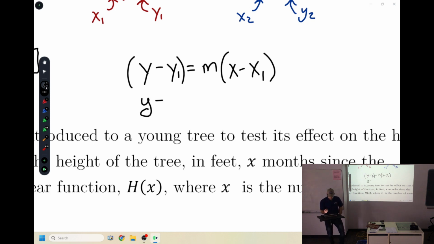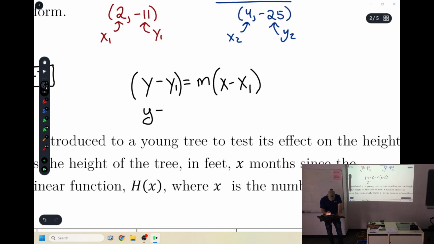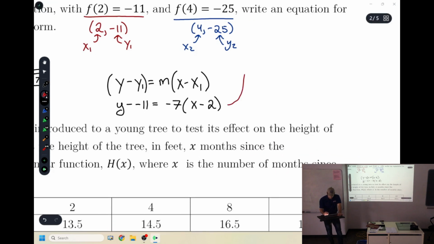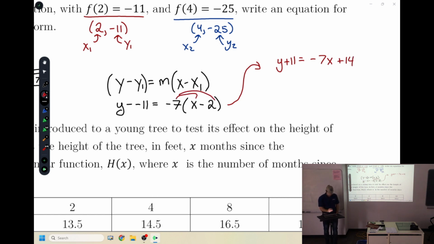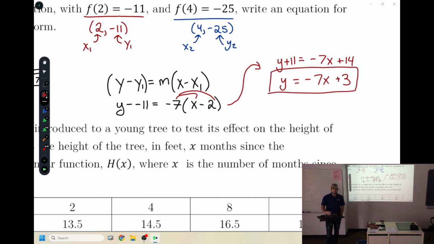So y minus, I forgot what y1 was. That's going to change later. I'm going to leave it alone for now. Equals -7 times 2. Boom. Cool. And let's just do a little simplification. I'm running out of room, so I'm going up here. y plus 11 equals -7x plus 14. What? Come to office hours? No, I'm not kidding. So -7x plus 3. Y'all go with that?